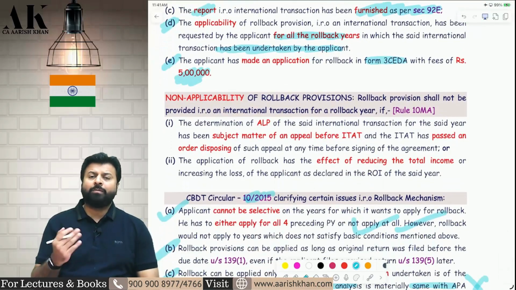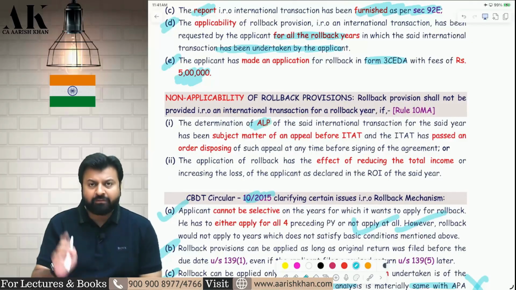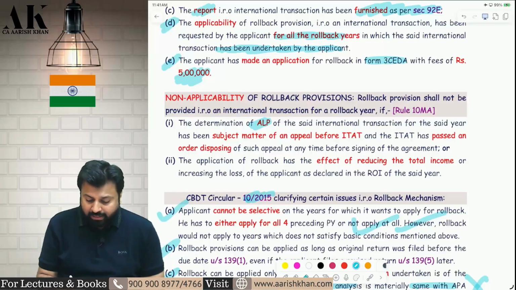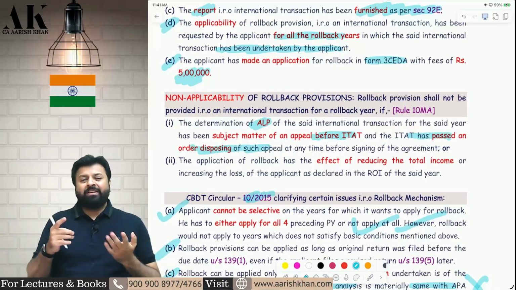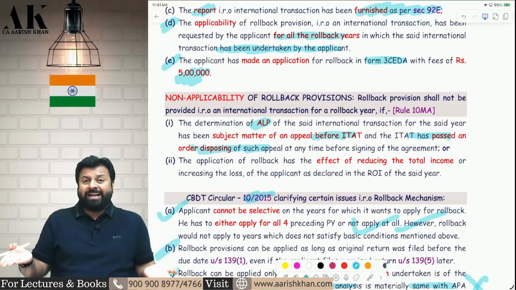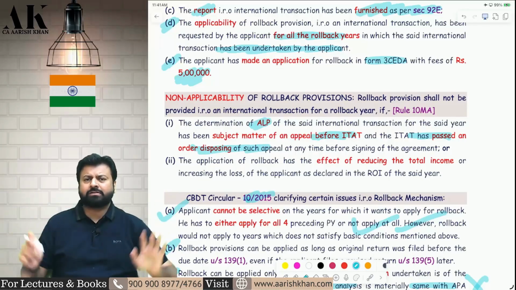Now, in some cases, rollback is not possible ever. When is it not possible? If your determination of arm's length price of the rollback year has already been the subject matter of ITAT and ITAT has passed an order disposing of such appeal. So if any of the years' matter is already in ITAT and ITAT has closed the matter, passed the order, disposed of the matter, confirmed, annulled or modified, that's it, closed.